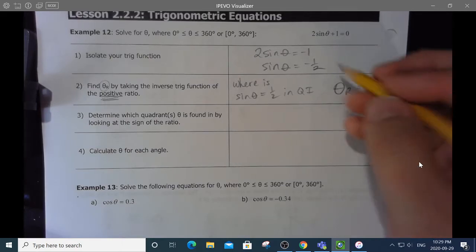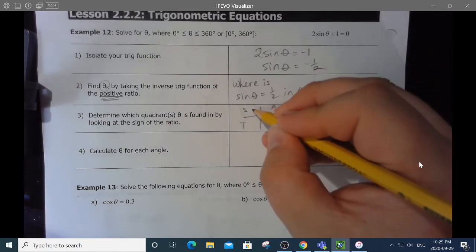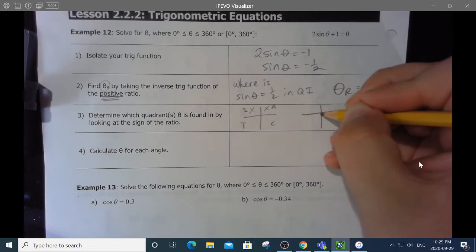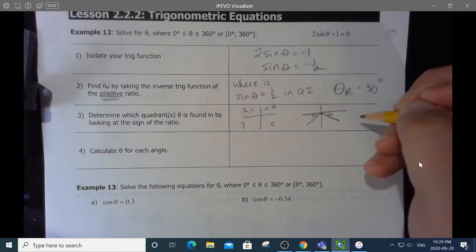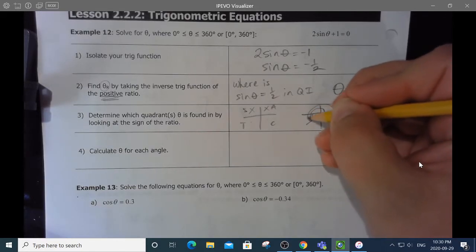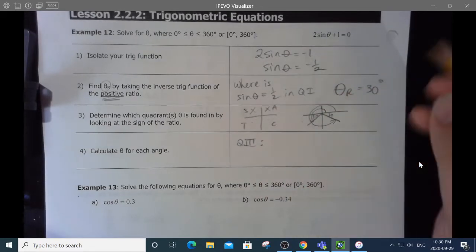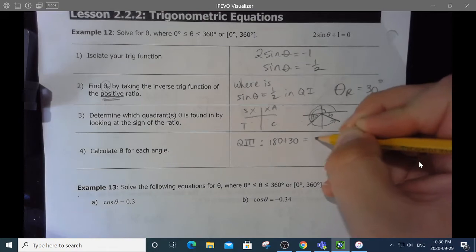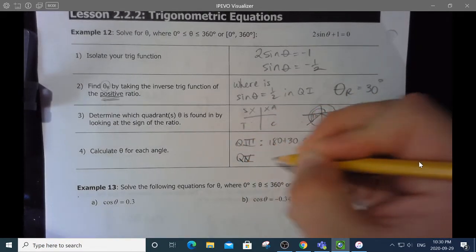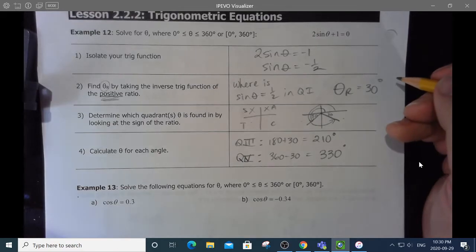Now, because sine's negative, I use my CAST rule, and I decide that sine isn't negative here, sine is negative there and there. So I put my 30-degree angle down here and my 30-degree angle down here. Now remember, those are reference angles. What are the standard form angles? My quadrant 3 answer would be 180 plus 30, which is 210 degrees. And my quadrant 4 answer would be 360 minus 30, which is 330 degrees. And that's my two answers.